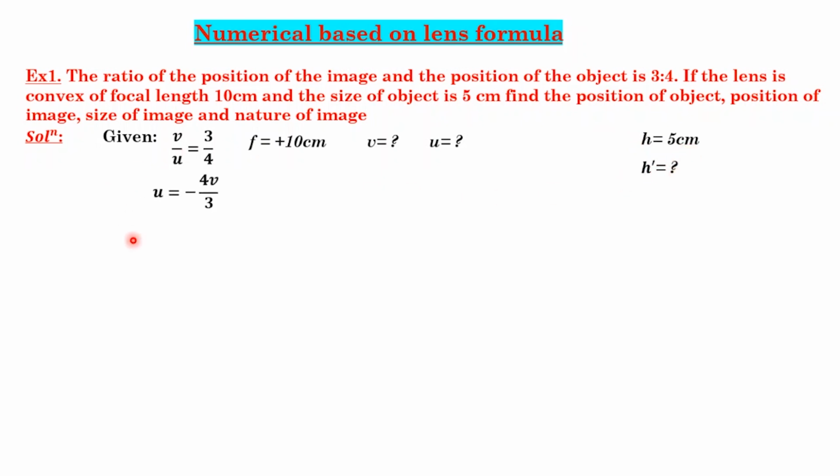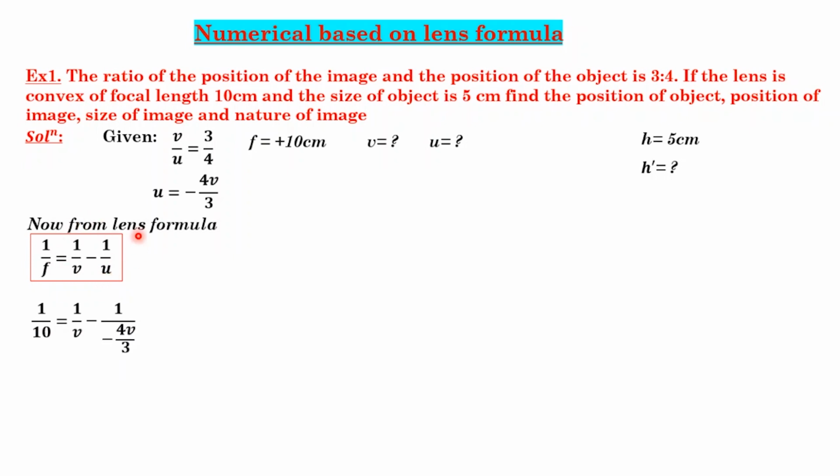So from here we can calculate u is equal to minus 4v by 3. Here I used the minus sign because u is always negative. This is the ratio, so from the ratio we cannot find out what the sign is. So we have to mention the negative sign before u. Again from the lens formula we know that 1 upon f is equal to 1 upon v minus 1 upon u.